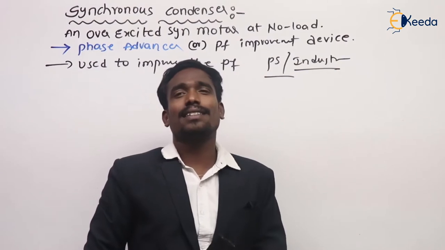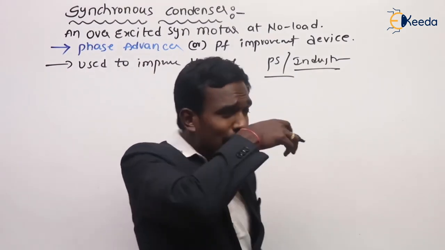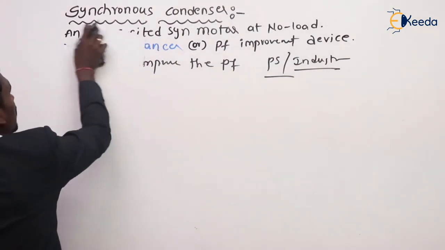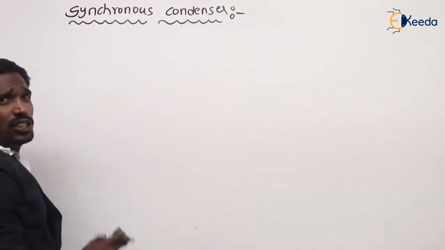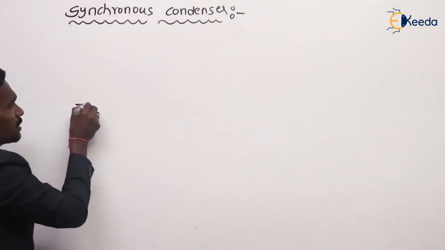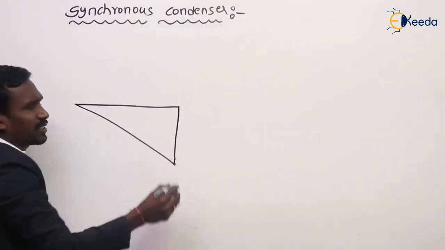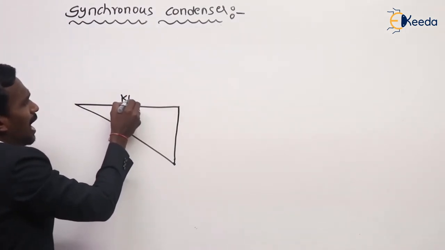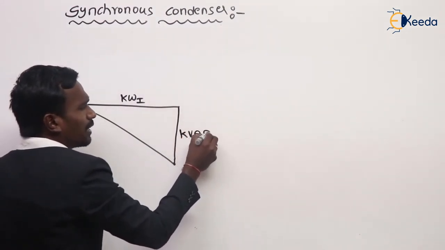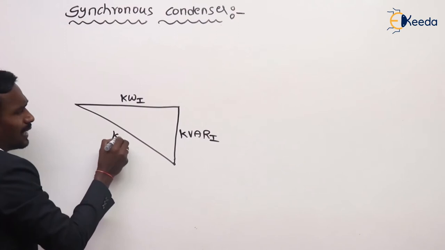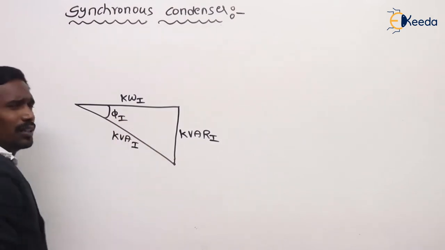Okay, so let's see how the synchronous condenser will improve the power factor. This is an overexcited synchronous motor at no load condition. For example, this is my induction motor operating in an industry. This is the active power of my induction motor, this is the reactive power, this is the KVA rating, and this is the power factor angle.